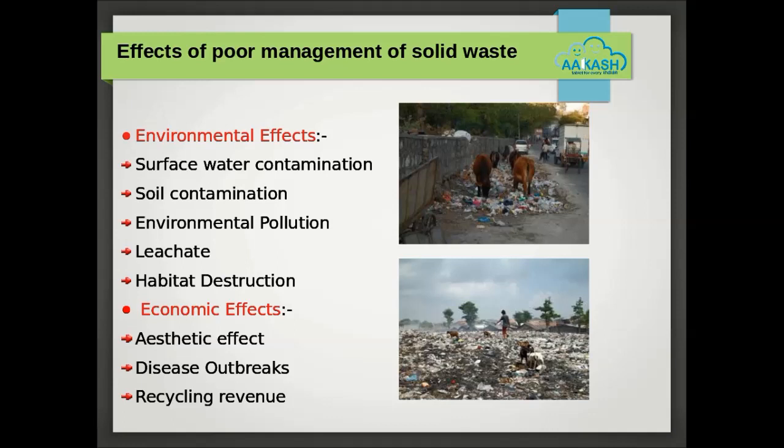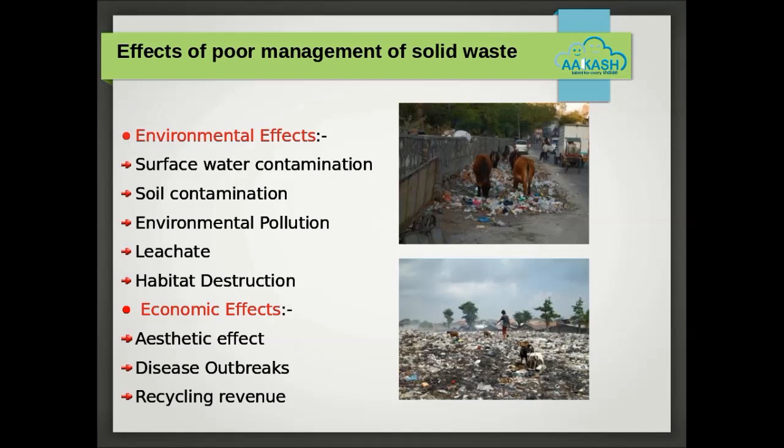A. Surface water contamination. Solid wastes that wash up in rainwater runoff join the surface water sources and change the chemical composition of the water. B. Soil contamination. Hazardous chemicals that get into soil and contaminate it. It can harm plants, which ultimately can be harmful to animals and humans. C. Environmental pollution. Mismanagement of solid wastes can result in land and air pollution. D. Leachate. Liquid wastes can contain harmful and hazardous chemicals. E. Habitat destruction. Habitat of many bird species destroys due to the bad smell of waste in that particular region.